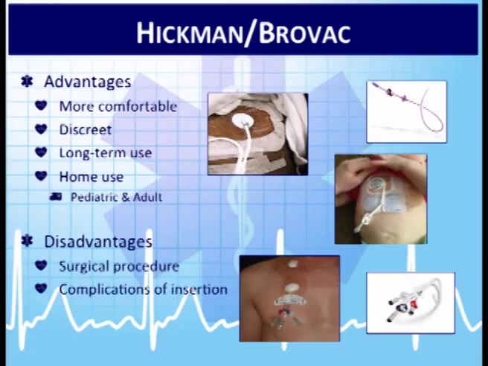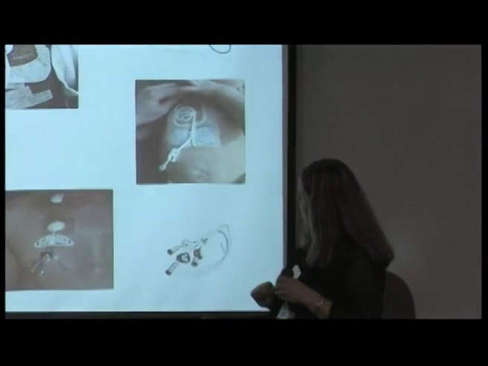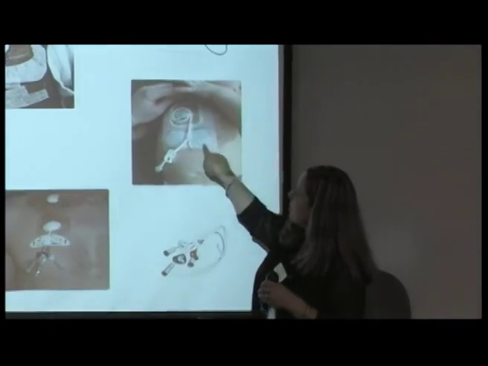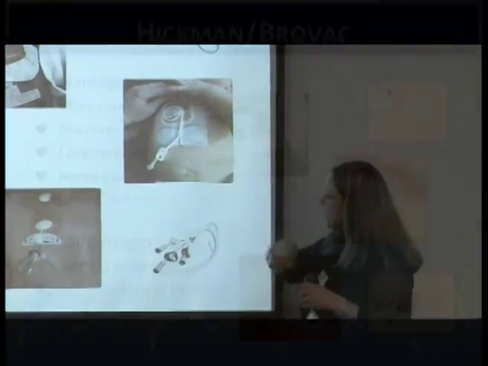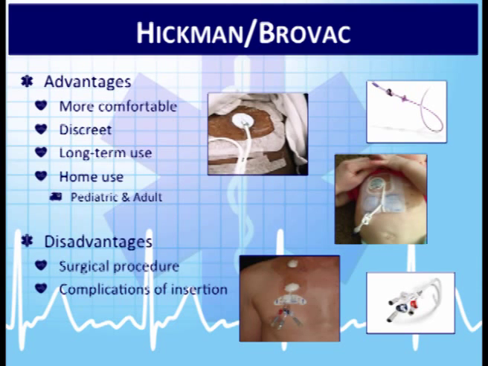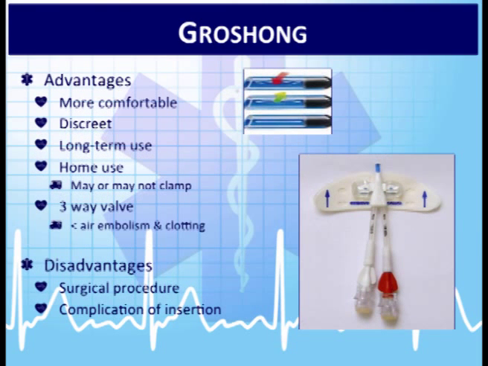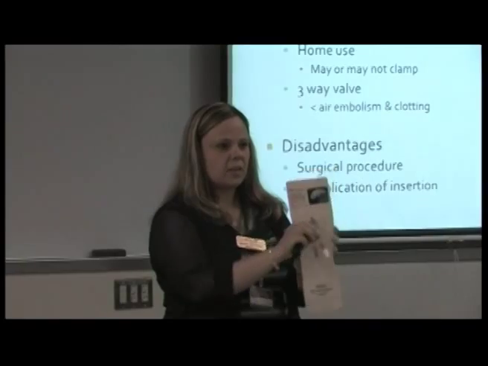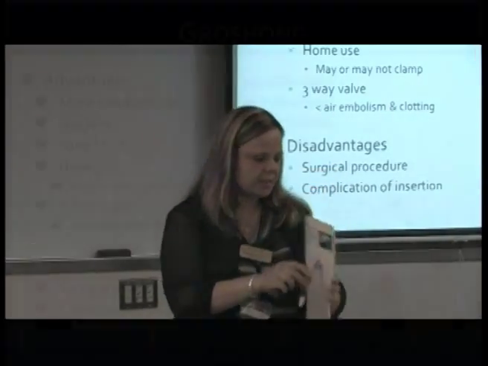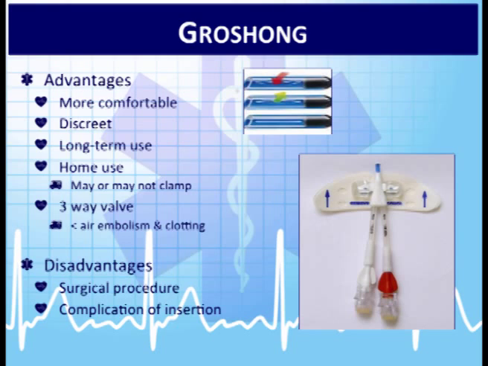But that might be what you see. This is that little blue disc that we were talking about before, and that's kind of hanging out of the dressing, but the main portion is covered with a dressing here. So these all look like very nice site assessments. The Groshong, another type of device. Again, comfortable, discreet, long-term use. May or may not be clamped. Most of the central line devices pre-hospital, we're going to see that they're clamped. That device will be clamped on there. We'll have to unclamp them when we're ready to access them. This is one of the devices that may not be clamped.